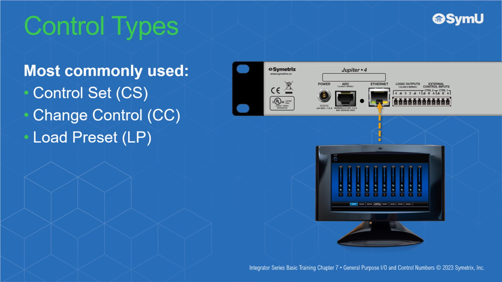This section of the chapter focuses on the three most commonly used control types: control set or CS, change control or CC, and load preset or LP. Utilizing these commands with the Integrator series requires the use of an approved device. These commands are not executable through the GUI itself.